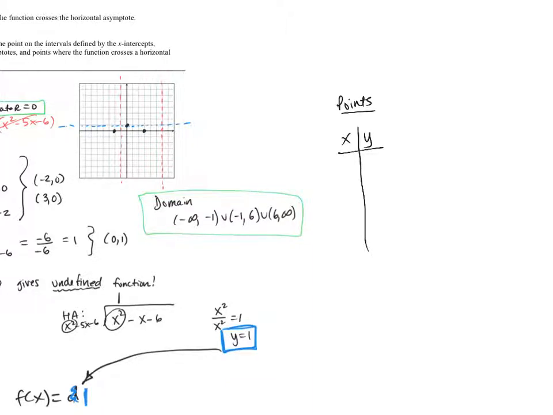So I'm going to try -3, I'm going to try 4, and 7. And hopefully that's enough to give me a sense of what this graph looks like. Okay, putting in -3, I'd get -3 squared minus a -3 minus 6 all over -3 squared minus 5 times -3 minus 6. And that whole thing simplifies down to about 0.3. And now when we input 4, we get about -0.6, and inputting 7, we get 4.5.